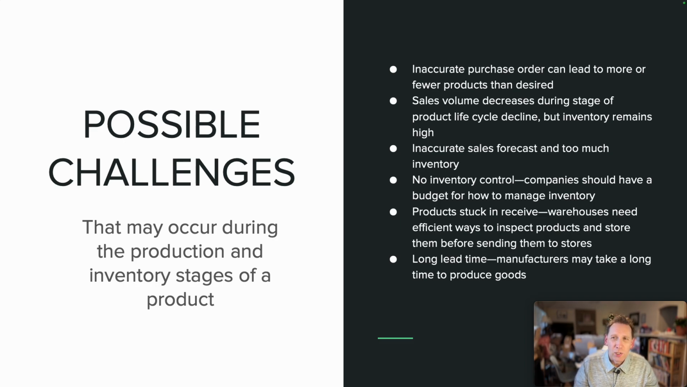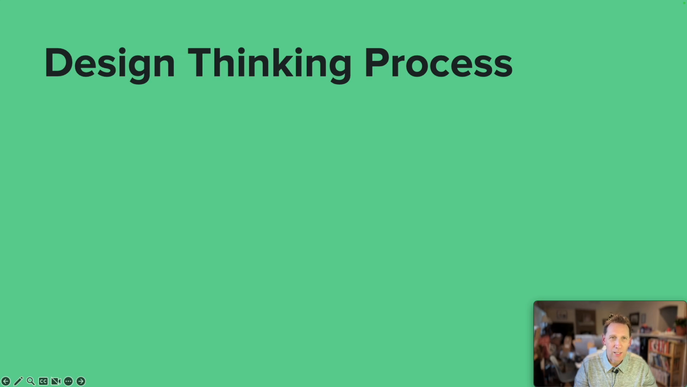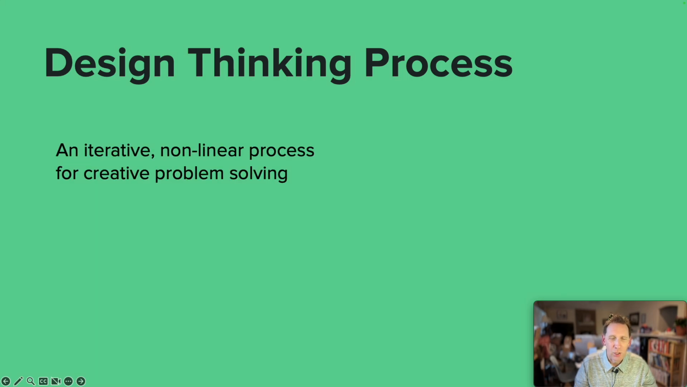All right, so we're going to switch gears slightly. We're going to review another topic, something that we have talked about before, which is the design thinking process. This is an iterative, non-linear process for creative problem solving, and there are 5 stages to it. So let's go through them very quickly.